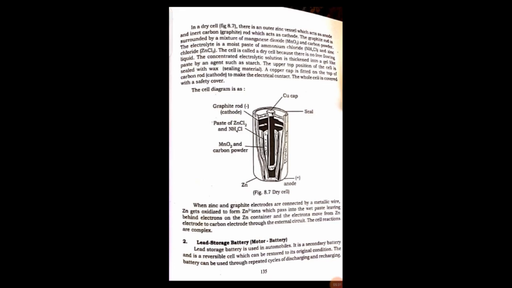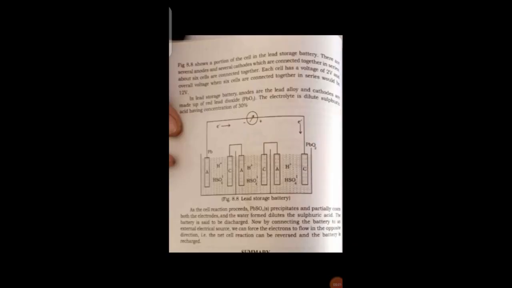The cell reactions are complex. In the same way as in the galvanic cell, oxidation takes place at the zinc side, electrons are moved and the current will flow. This is the working of the dry cell. Now the lead storage battery. Lead storage battery is the example of the secondary cell. It is used in the automobile. The battery can be used through repeated cycles of discharging and recharging. It means it is discharging continuously and recharging continuously.